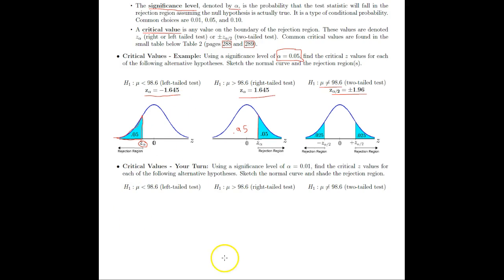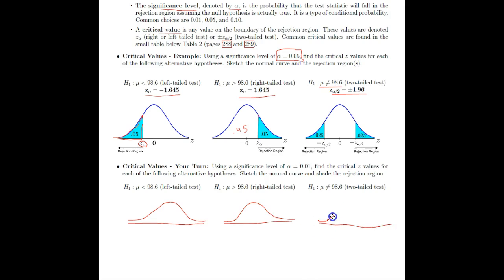All right, so your turn. Try to use a significance level of alpha equals 0.01 to find the critical z-values for each of these hypotheses. So pause the video, give it a try, and then I will show you my answers. Okay, so draw the normal curve and shade the rejection region. Just because I'm short on time, I'm actually not going to do that right now. Well, actually, all right, fine. Let's just do it. Here are my curves.